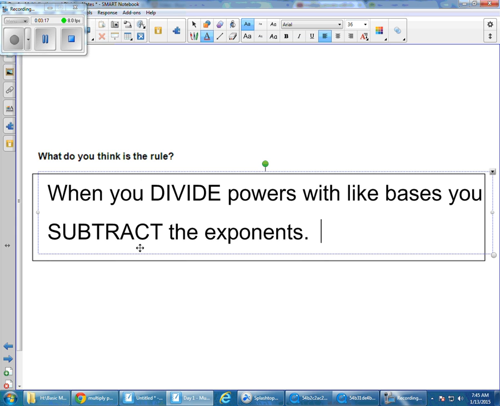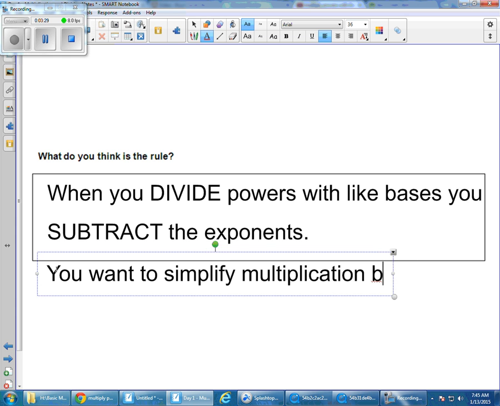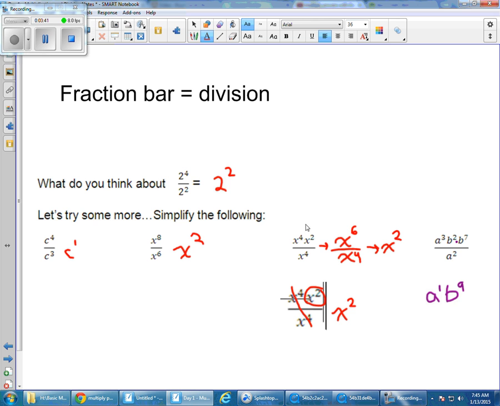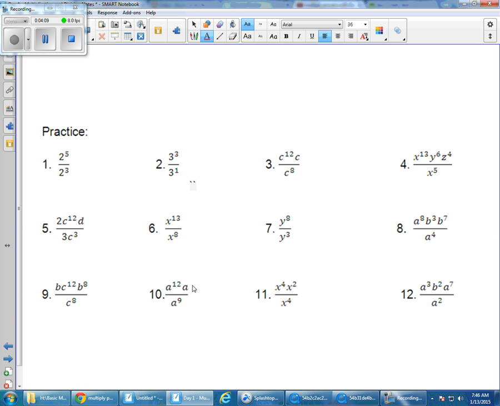But we also have some conditional things that we need to make sure we know. Like you want to simplify multiplication before you start with division. So anytime there's division or there's multiplication first, like if we go back and look at this one right here, see how there was multiplication first? X to the fourth times x to the sixth up top. We want to do that first before we eventually divide. Okay? If you think PEMDAS, what comes first? Multiply, then divide. So whenever we do this, we want to multiply, then divide. Okay, go ahead and hit pause on the recording and start to work on this practice part.